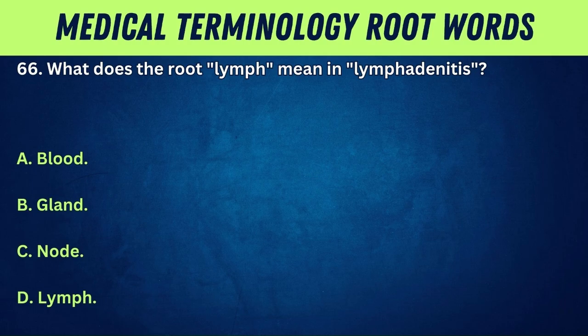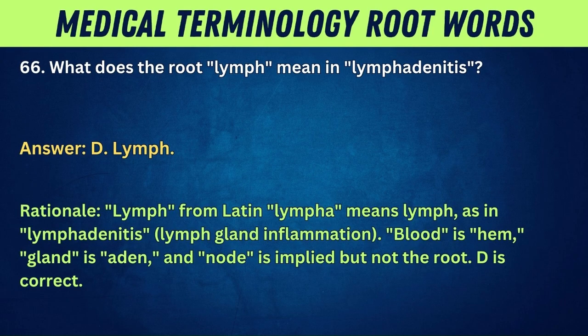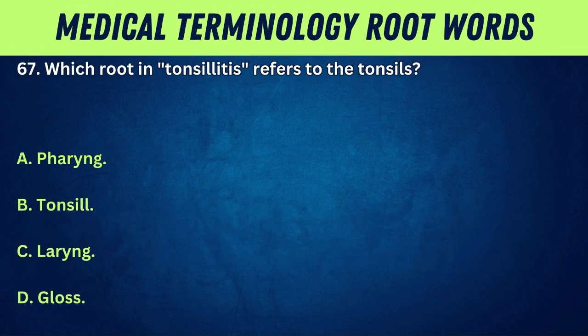66. What does the root lymph mean in lymphadenitis? A. Blood. B. Gland. C. Node. D. Lymph. Answer: D. Lymph. Rationale: lymph from Latin lympha means lymph, as in lymphadenitis, lymph gland inflammation. Blood is hem, gland is aden, and node is implied but not the root. D is correct.